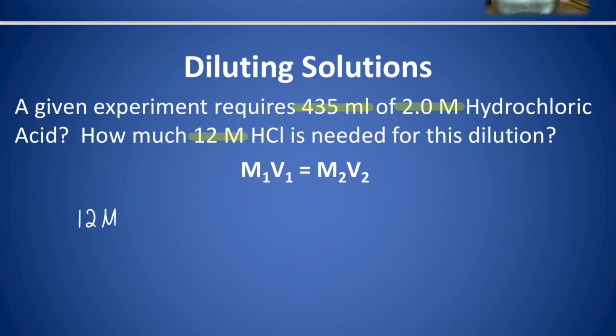So I'll take my 12 molar stock solution for my M1. V1 is what I'm trying to figure out. I'm trying to figure out how much of that stock solution I need to use. My M2 is the concentration that I want, 2.0 molar, and V2 is the volume of that dilute solution that I want, 435 milliliters. And so then I would just rearrange this, I would just solve this equation for my first volume.